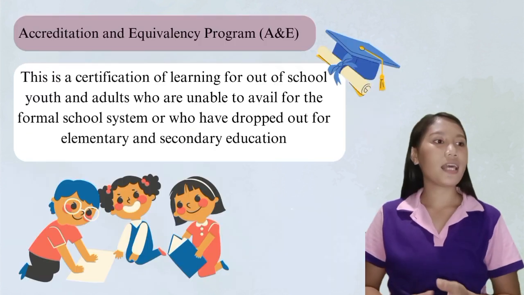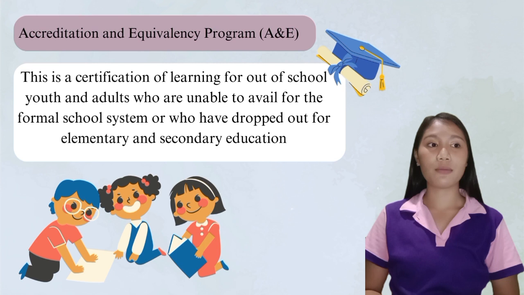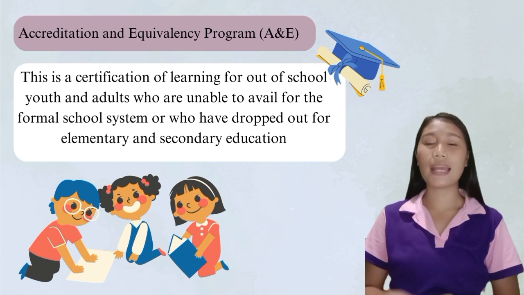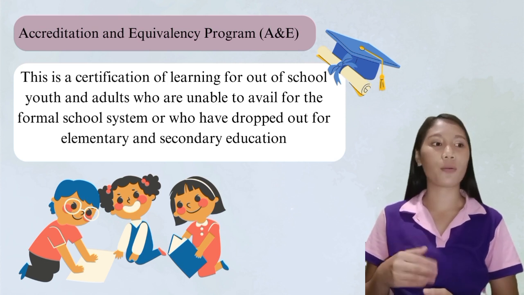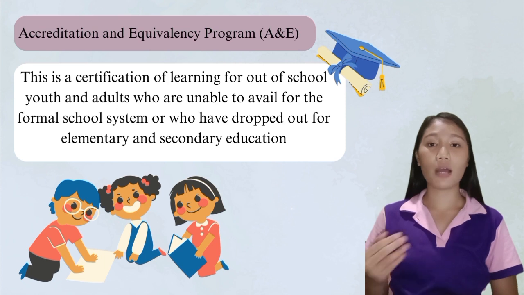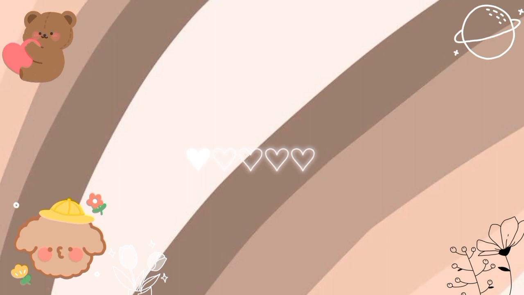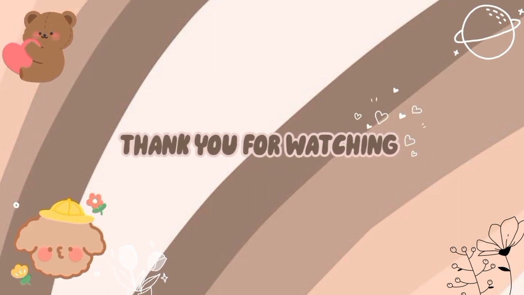The second is the Accreditation and Equivalency Program, or A and E. This is a certification of learning for out-of-school youth and adults who are unable to avail of the formal school system or who have dropped out of elementary and secondary education.